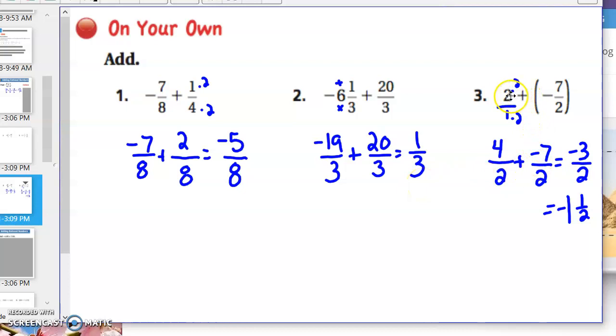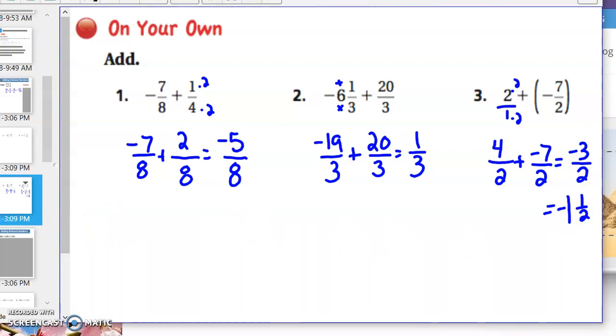Okay, this one, 2, remember, is actually 2 over 1. And then the common denominator of 2 and 1 would, of course, be 2. So then I just had to multiply by 2 on top and bottom and get 4 over 2. And again, I have different signs, so I'm going to subtract. 7 minus 4 is 3, and I use the sign with the bigger number, so that's negative 3 over 2, which then can simplify to be negative 1 and 1/2.